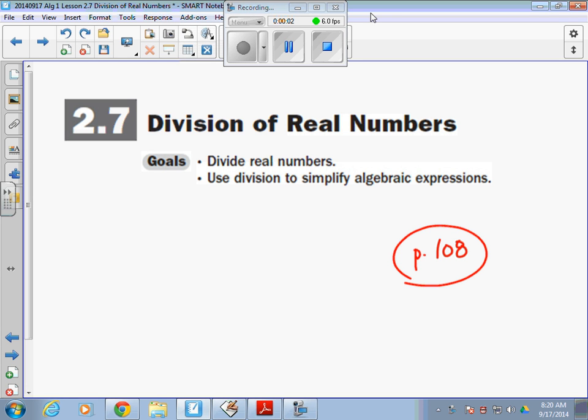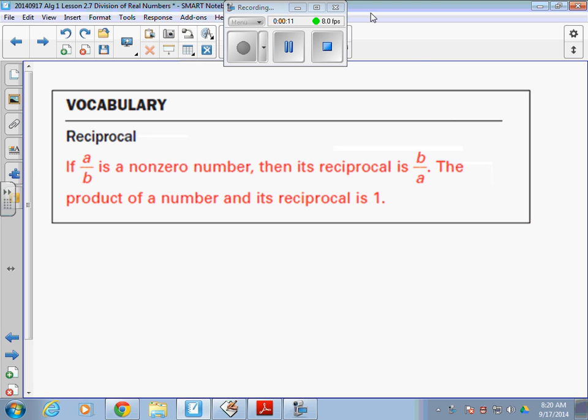This is Algebra 1, Lesson 2.7, Division of Real Numbers. Two goals: we're dividing real numbers and we're using them to simplify algebraic expressions, beginning on page 108.